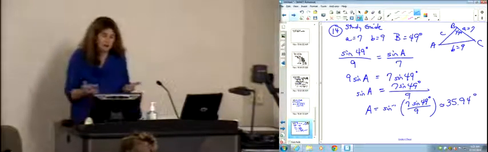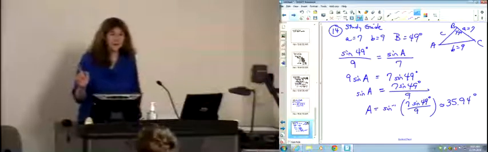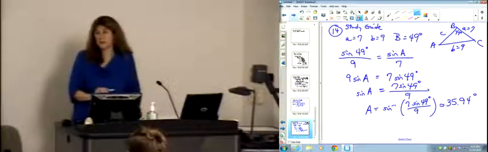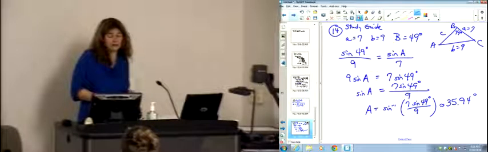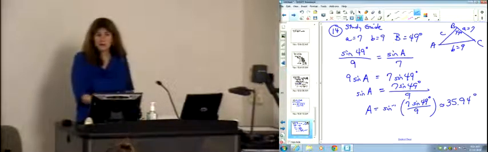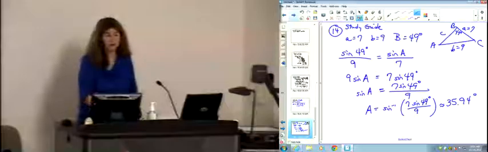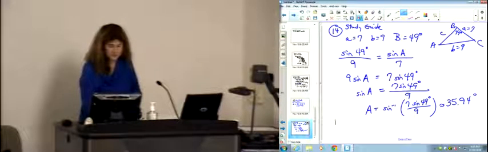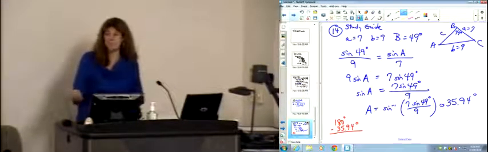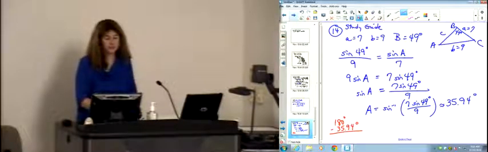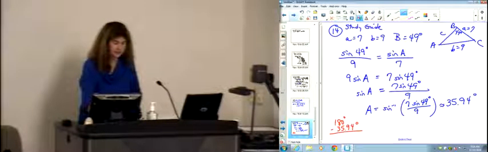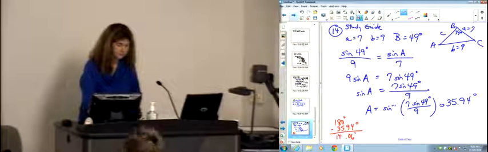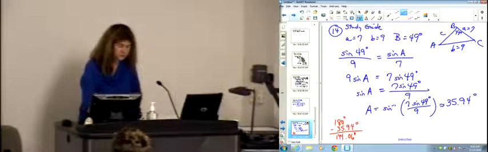All right, so we know that we've got at least one triangle. The question was, do we have 0, 1, or 2? Well, we definitely have at least one because we got 35.94 degrees. To determine if you're going to have a second triangle, what we did was take 180 degrees, subtract 35.94 degrees. In other words, we're finding the supplement of that angle. If I take 180 degrees and subtract 35.94 degrees, what am I getting there? 144.06.